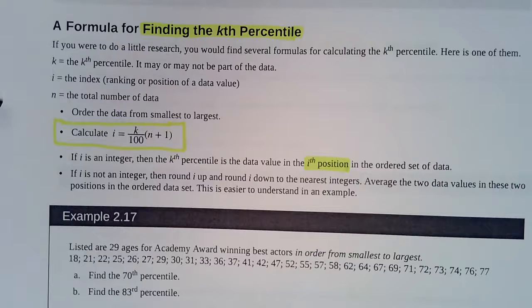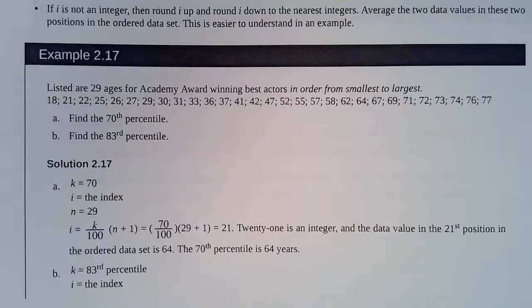All right, we can use a formula to find the percentile. We use k over 100 times n plus 1 to figure out the index. The index is just the location in the data where that percentile occurs, like the ith position. Keep in mind that it's not telling you what the data value is, it's telling you the location of that data point. To use this formula, you have to make sure that your data is ordered from smallest to largest.